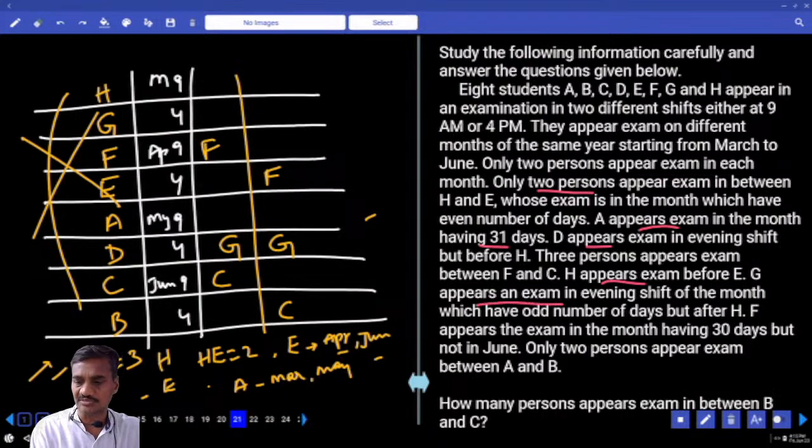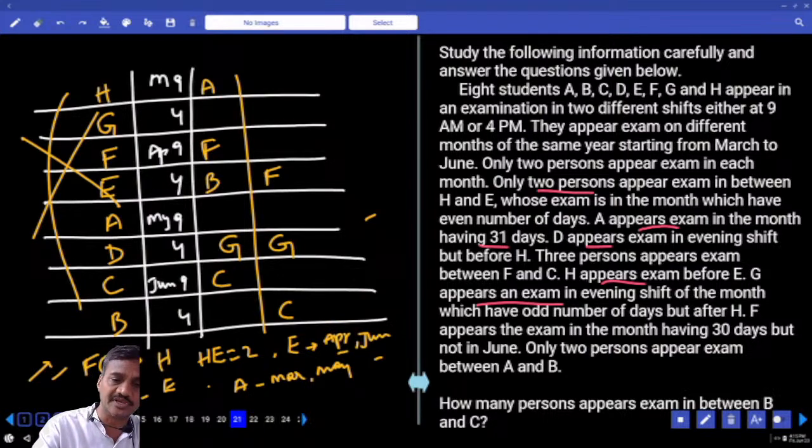G appears in the exam in the evening shift, which has odd number days after H, and after H even number days. Whatever this one, G is after H, hence H can be before. F appears the exam in the month which is having 30 days but not in the month of June, and only 2 persons between A and B. As there are only 2 persons between A and B, now A and B will be like this, 2 persons.